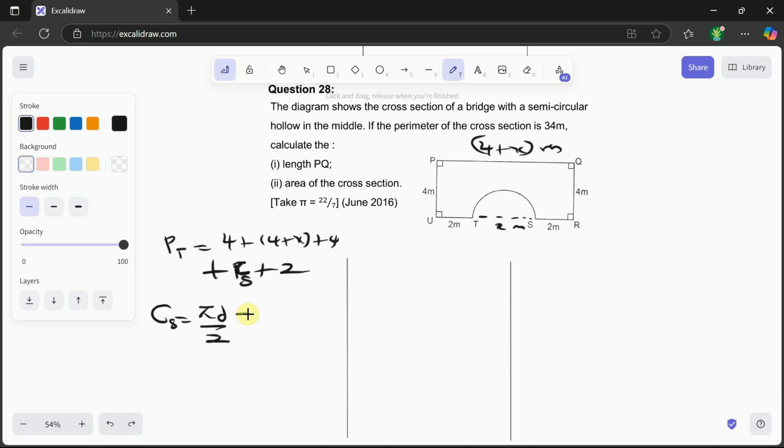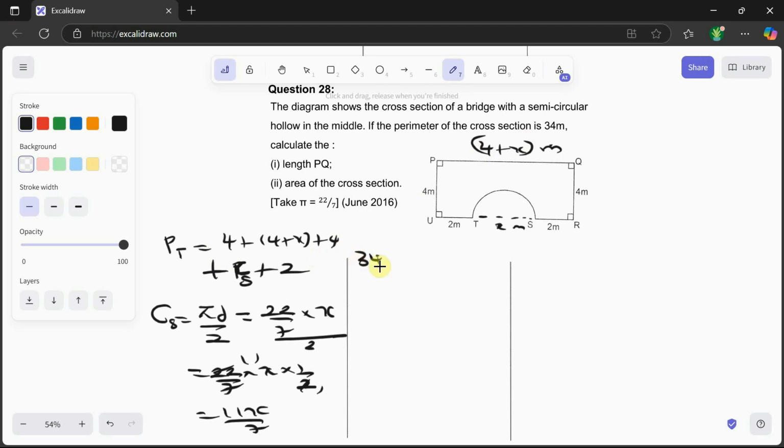So what is our pi d? Our pi is 22/7. Our d is X, then divide this by 2, which is the same as saying 22/7 times X times 1/2. So 2 here 1, 2 here 11. That will be 11x all over 7. Now that we know this, we can substitute and say our perimeter, which is 34. So 34 will be equal to 4 plus 4 plus x, then plus 4 plus 11x all over 7, then plus 2. So 34 is equal to 4 plus 4, that would be 8 plus 4, that is 12 plus 2.